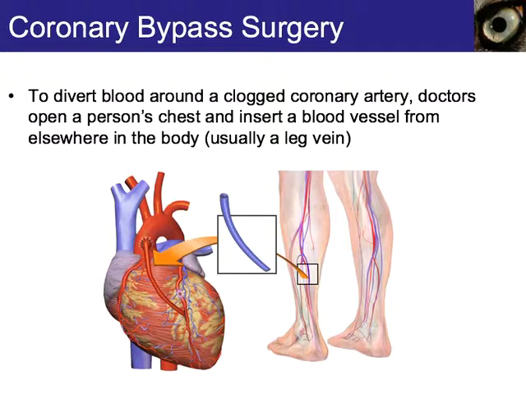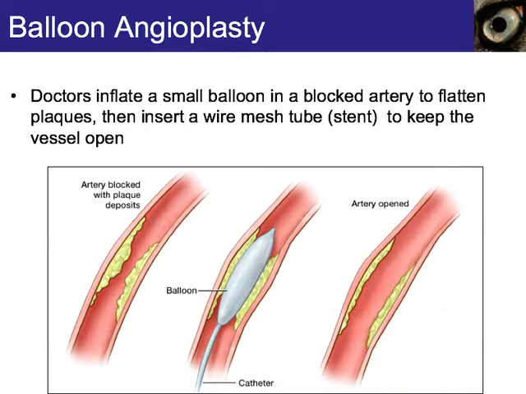Doctors use something called coronary bypass surgery to fix this, to divert blood around a clogged coronary artery. Doctors will open a person's chest and insert a blood vessel from somewhere else in their body, usually a leg vein, and basically reroute the blood to the correct parts of the heart. There's also something called angioplasty. Doctors can insert a balloon into your blood vessels, and then inflate that small balloon in the blocked artery to flatten out the plaques, which will hopefully allow for more blood flow to various parts of your body.